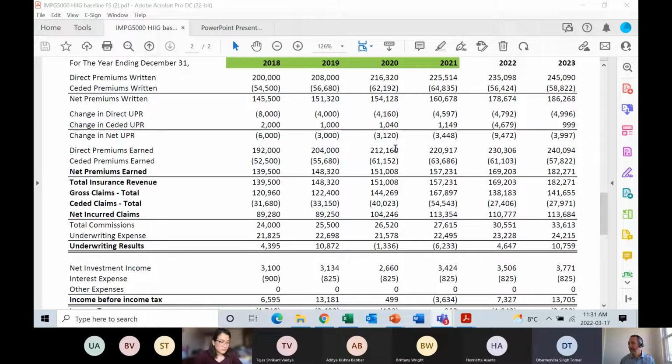Hello. So I would like to highlight the net premium written, net premium earned. As we can see, it's increasing constantly, but at the same time, the expenses are also increasing. So I feel based on the past results, although being positive is a good thing, it might not lead to being right.